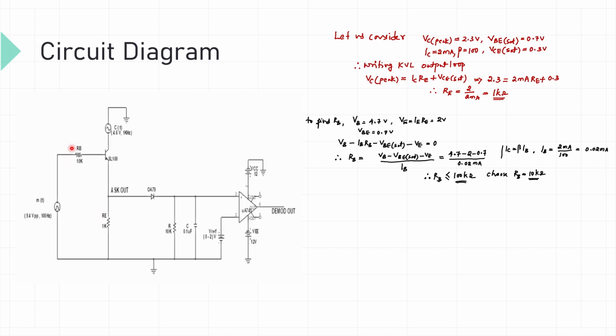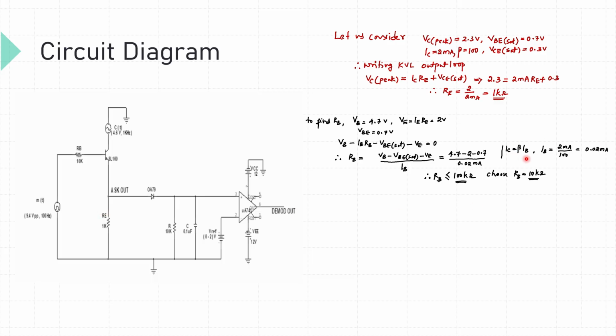To find the value of RB, let us consider the peak voltage of this message signal is 4.7 volt. So VB here is 0.7 volt. Write equation for this inner loop: VB minus IBRB minus VBE minus VE equal to 0. Since IC is equal to IE here, the value of VE is nothing but IE into RE. RE is 1K, and IC is equal to IE, that is 2 milliampere. Therefore, VE we get 2 volts here.